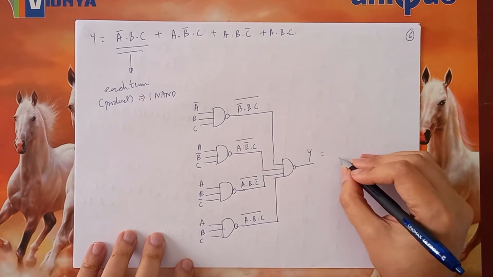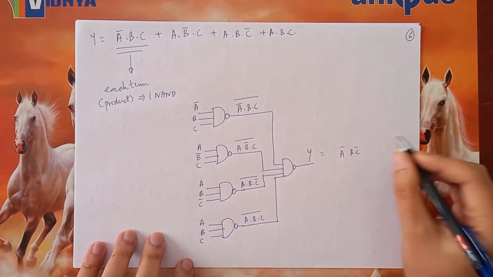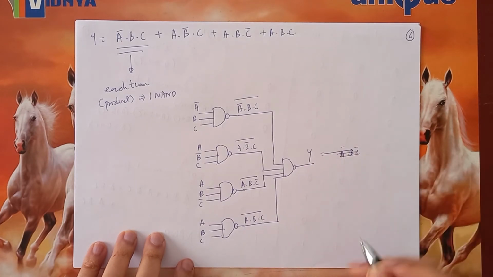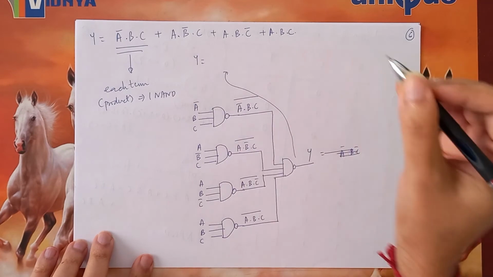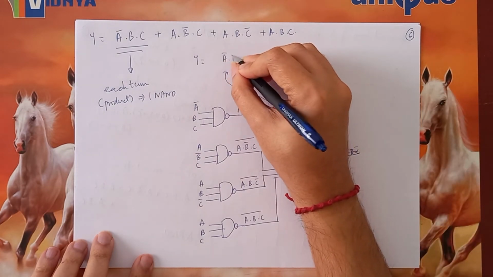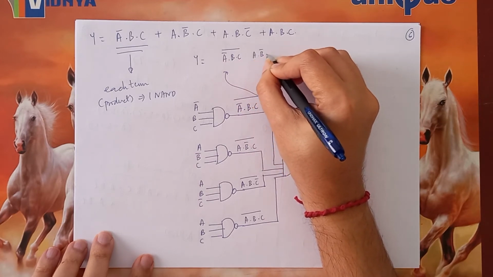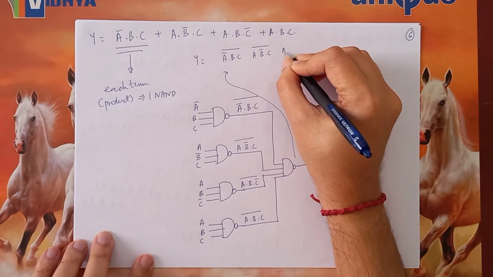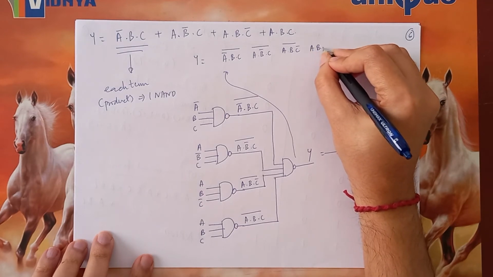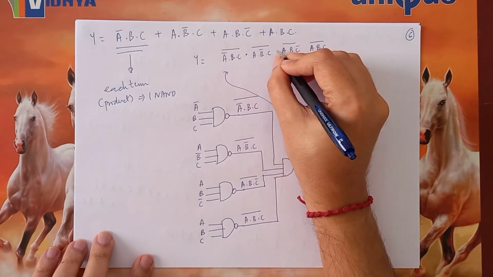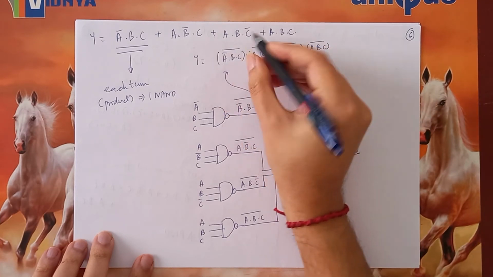So therefore, what will we get? We will get each individual term. Let me not write it over here. Let me write it separately. So here we will get Y equals A bar dot B dot C whole bar, A B bar C whole bar, A B C bar whole bar, and A B C whole bar, and each of them will be ANDed with a whole bar.